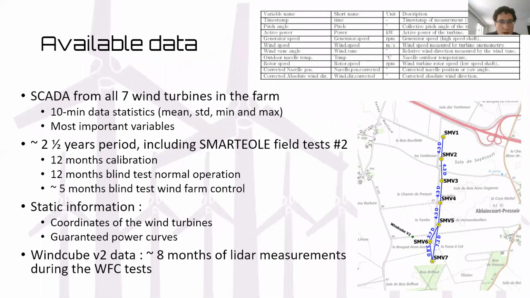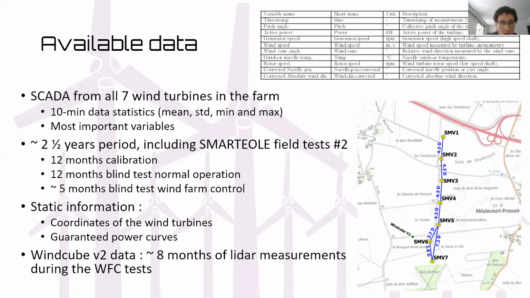So about the available data made for this benchmark exercise, we will be providing the SCADA data of all the 7 wind turbines in the farm as 10-minute statistics that comprise mean, standard deviation, minimum and maximum values for the most important channels of the turbines, which are listed in the table above. The duration of this sharing will be almost 2.5 years, which includes the field test number 2 that we realized in the scope of the SmartEol project.